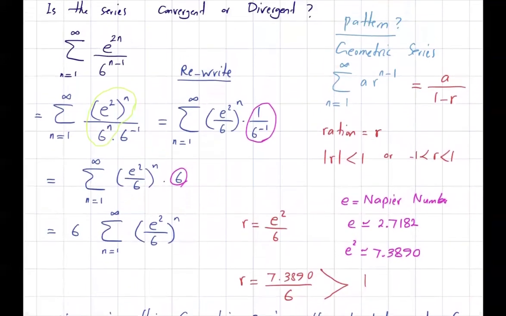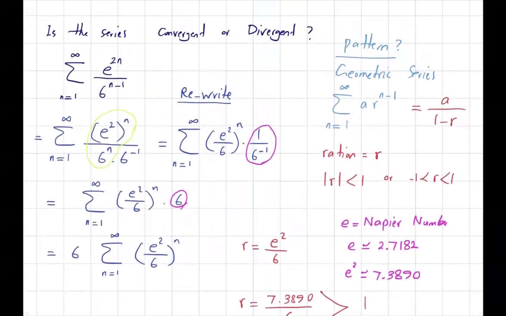So make sure to break down your general term in a way that it resembles the geometric series. When you have a geometric series, you know how to deal with it. You have a ratio. If the absolute value of the ratio is less than 1, or the ratio is bounded between -1 and 1, then for sure you can say that this geometric series is convergent to a divided by 1 minus r. So first, make sure to rewrite your series in a way that you can recognize the ratio. The ratio in this case is e squared divided by 6. It's not e over 6.